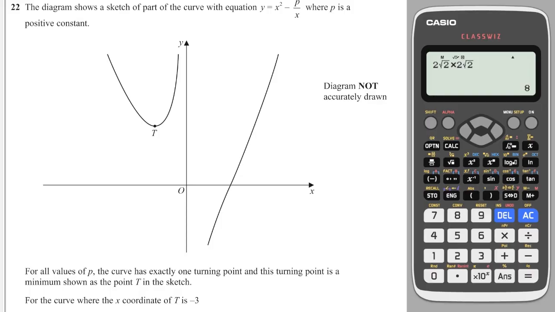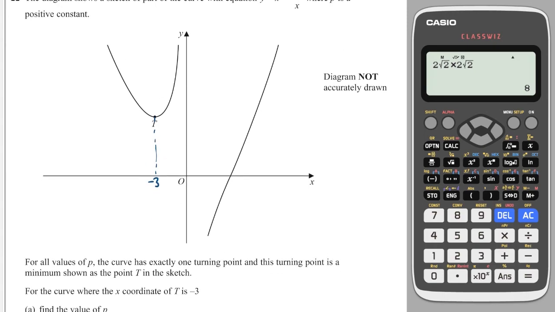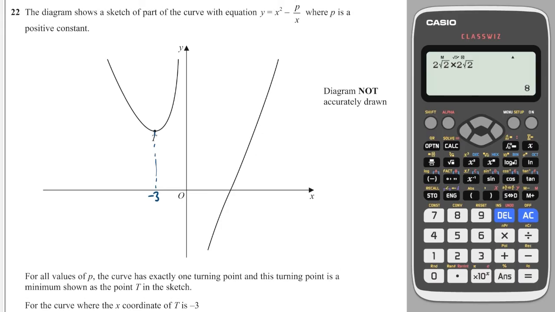Okay, question 22, and we have a sketch of part of the curve of this, where p is a positive constant. It says for all values of p, the curve has exactly one turning point, and this turning point is a minimum, and it's shown here at the point t. And it says for the curve where the t x-coordinate is minus 3, find the value of p.